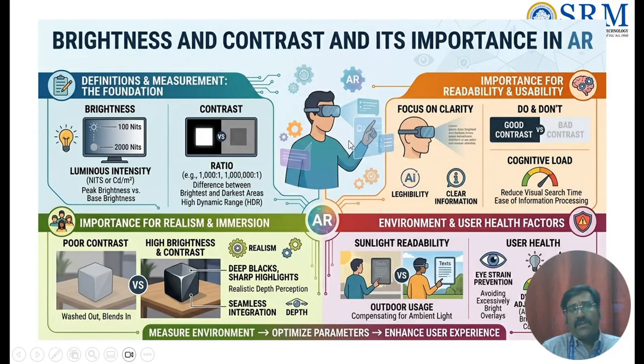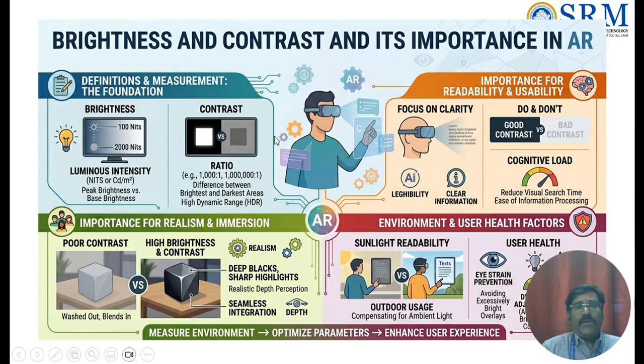And the brightness and contrast. It should not be so bright, and should not be so low in value: between 100 nits and 2000 nits. Nits are candela per square meter. It is peak brightness versus the base brightness.